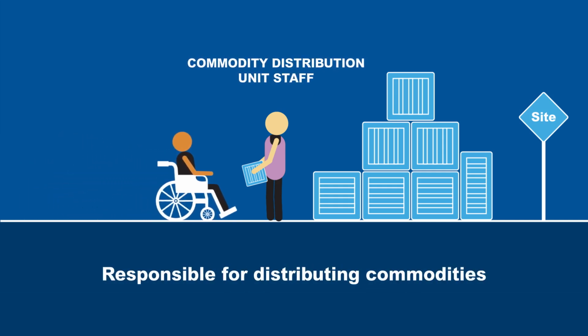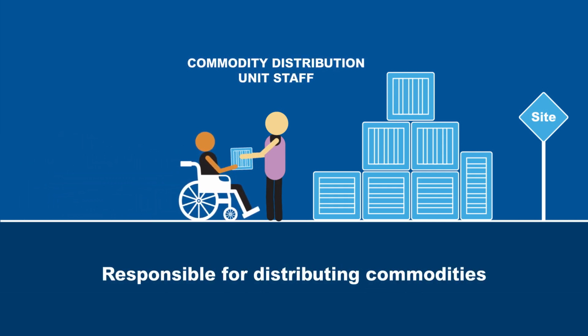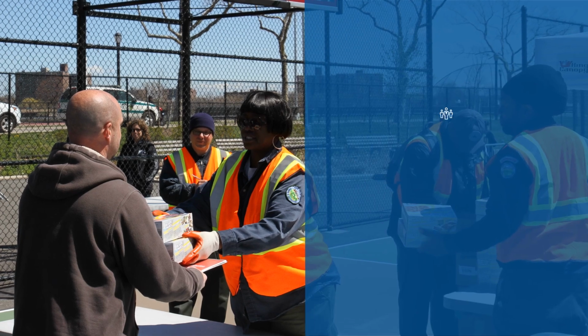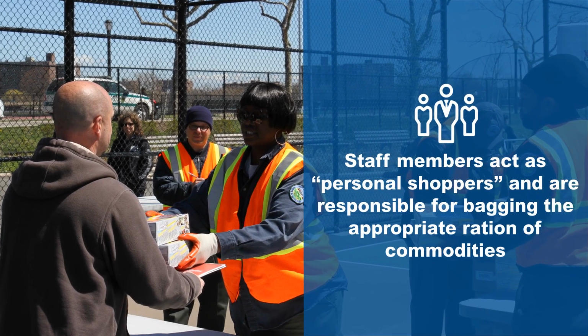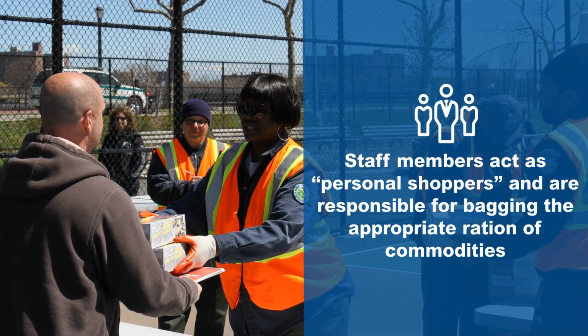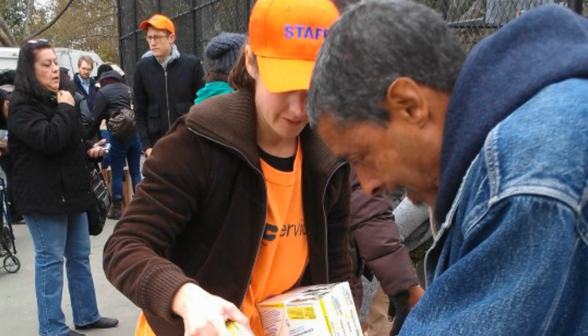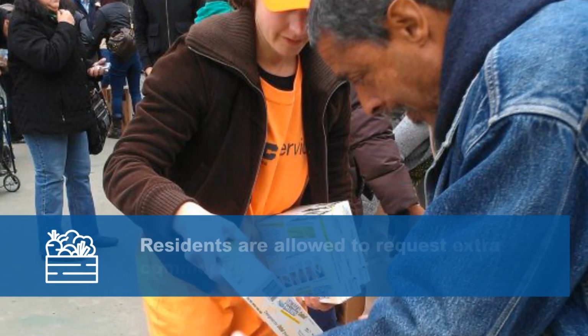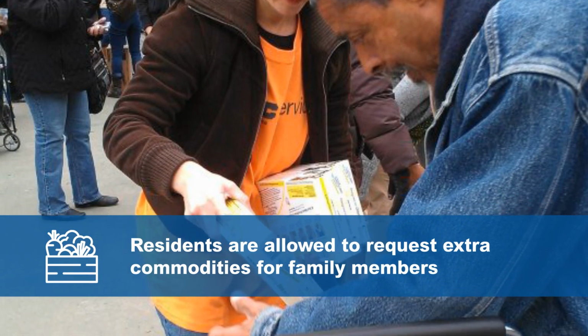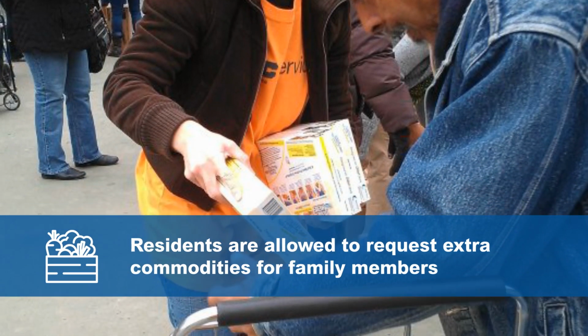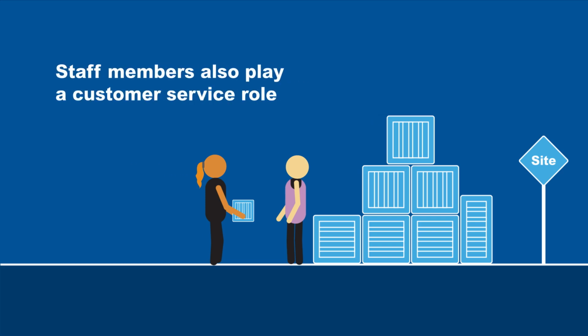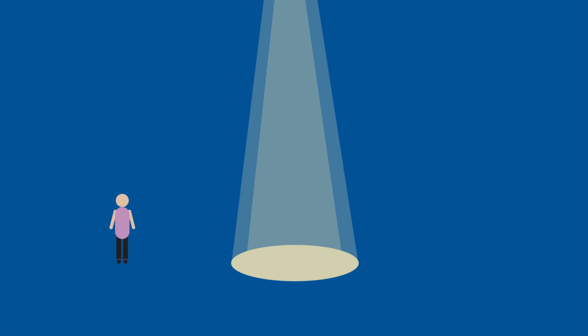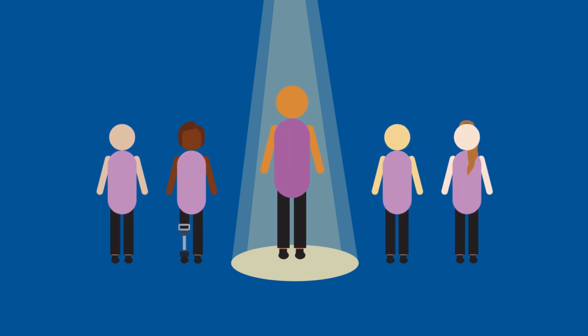Commodity distribution unit staff are responsible for distributing commodities to the public. These staff members act as personal shoppers and are responsible for bagging the appropriate ration of commodities per person. Each resident should receive 3 liters of water and 2 meals per day. Residents are allowed to request extra commodities for family members who are unable to get to the site themselves. These staff members also play a customer service role and will answer questions being asked by the public. The commodity distribution unit staff are supervised by a commodity distribution unit leader.